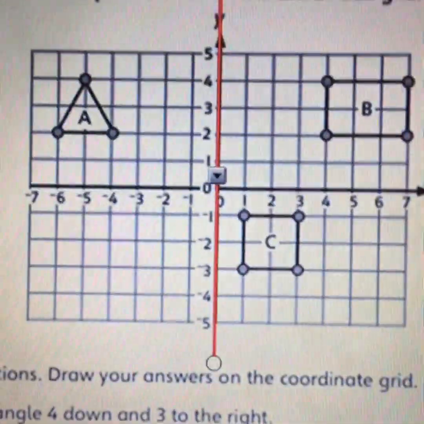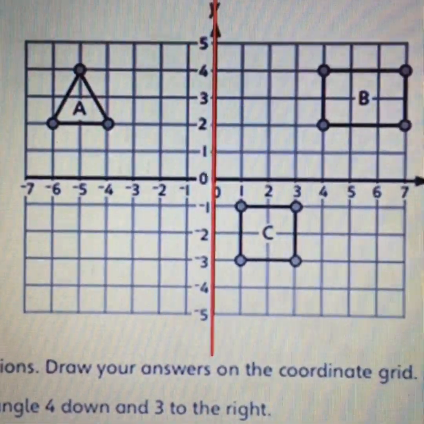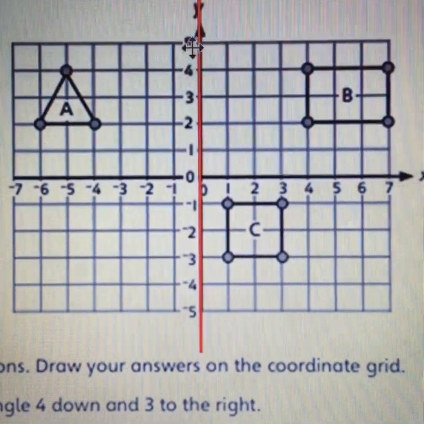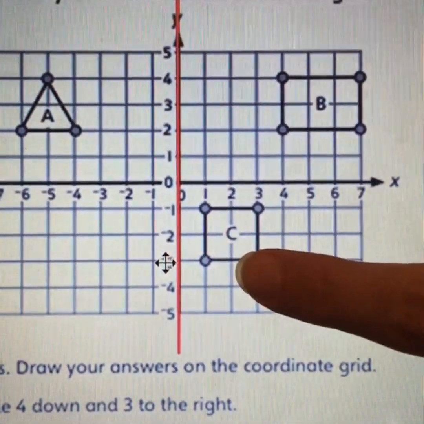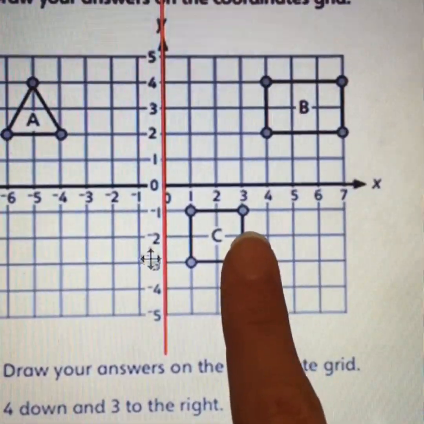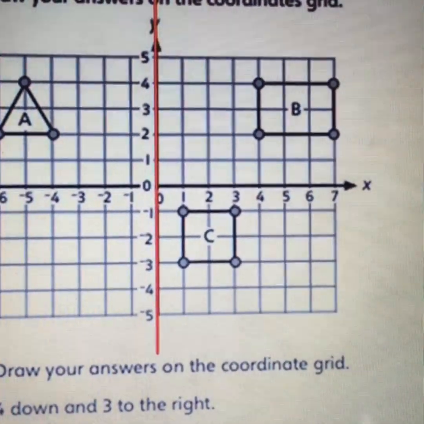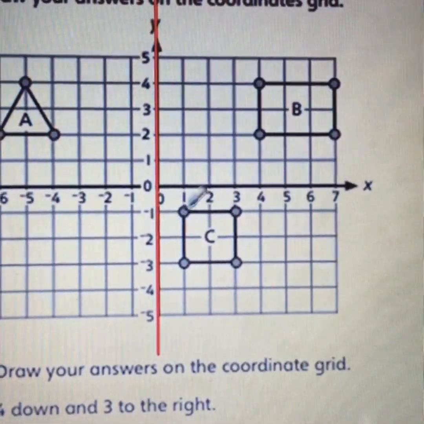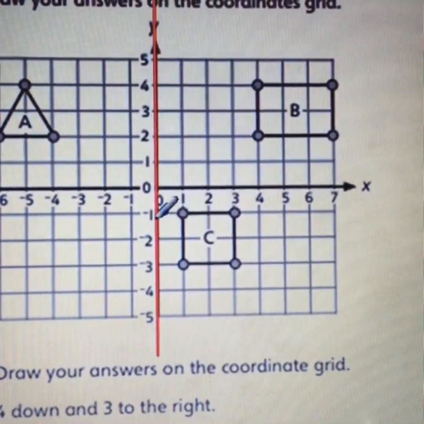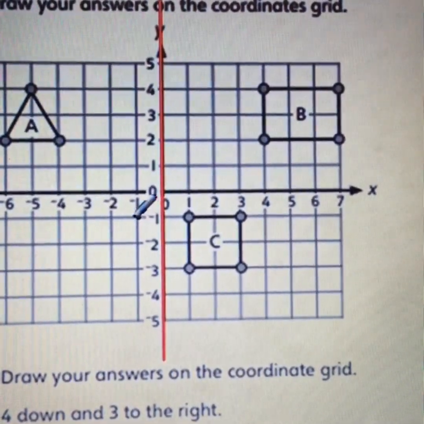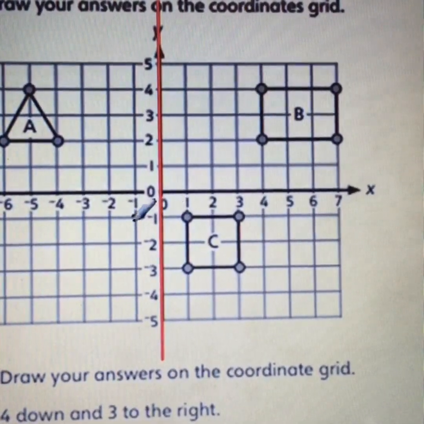Lovely. Okay then, we need to reflect shape C in the y-axis. So that's why I've got my red line here, because this is the mirror line this time. So rather than the shape reflecting this way, it's now going to reflect this way, okay? So it's going on to the other side. So exactly the same thing. This point here was 1, -1. Well, now it's going to be -1, -1, same distance away from the mirror line.